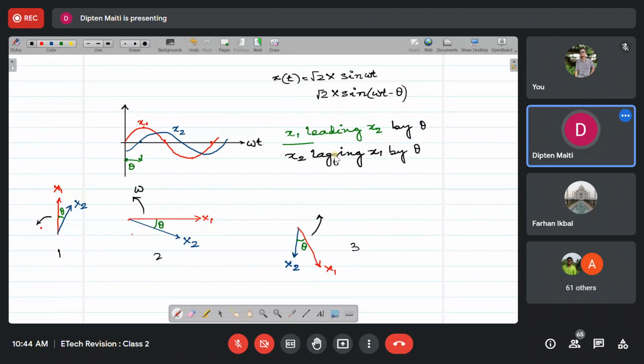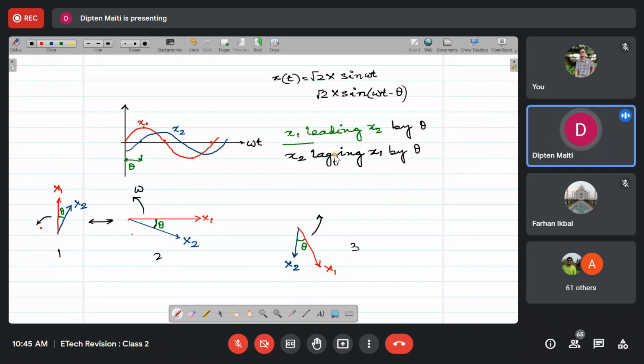Now, as long as both of them are rotating at the same frequency omega, the phase angle difference between x1 and x2 at any instant of time would always be theta. So we can always find a sinusoidal mathematical expression for x1 and x2.